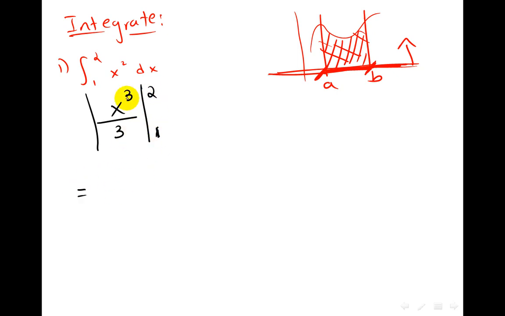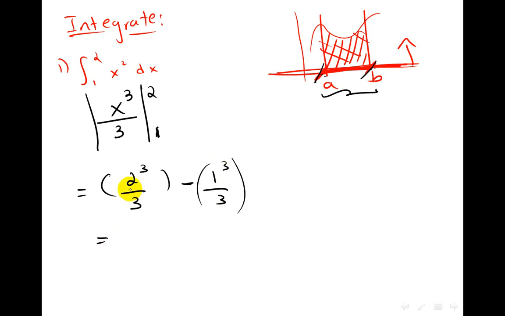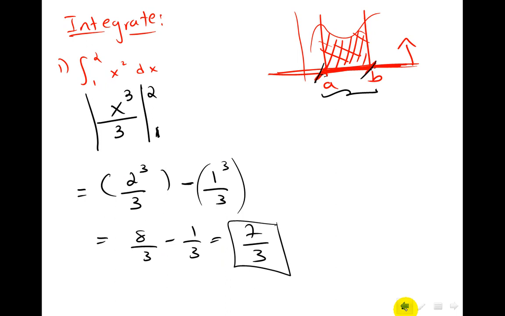In the first place, you substitute x by the bigger number, which is the higher number. So it will be 2 cubed over 3 minus the next. You always have to put a negative here because it is b minus a. So 1 cubed over 3. If you simplify this, 2 cubed is 8 over 3 and 1 cubed is 1 over 3. You subtract and find 7 over 3. So the area is 7 over 3.